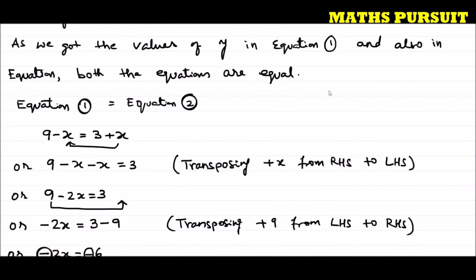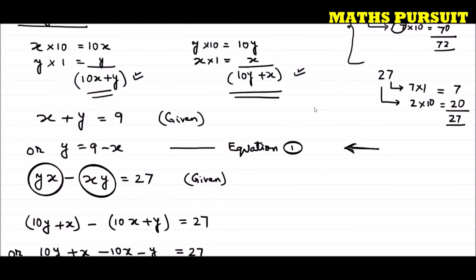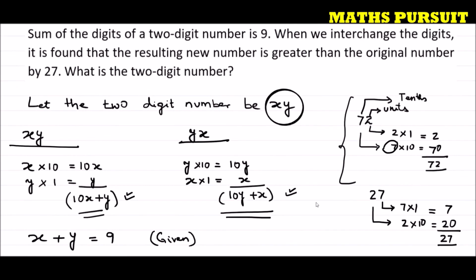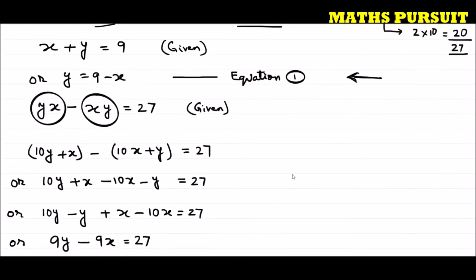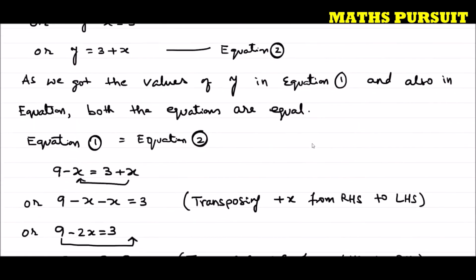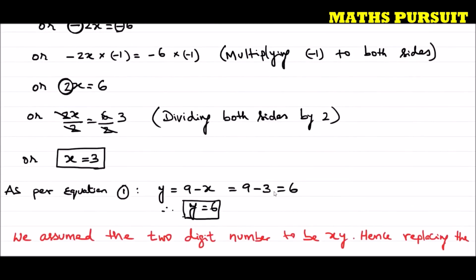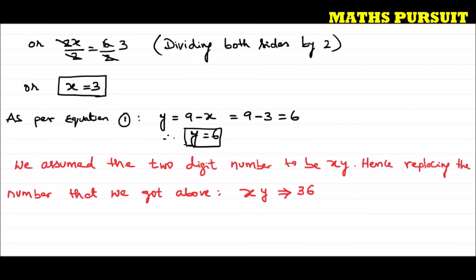Let us look into the question once more so that we can write our concluding answer. What is our concluding answer? The question is asking us what is the 2-digit number. So we can write our concluding answer saying that the 2-digit number is 36. So, hence we got that the 2-digit number is 36.